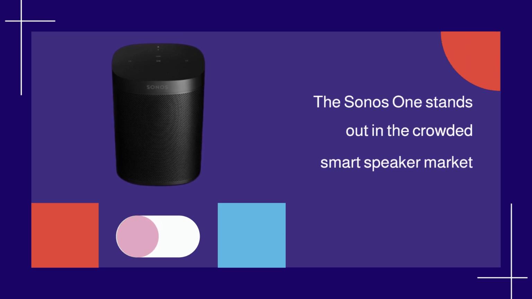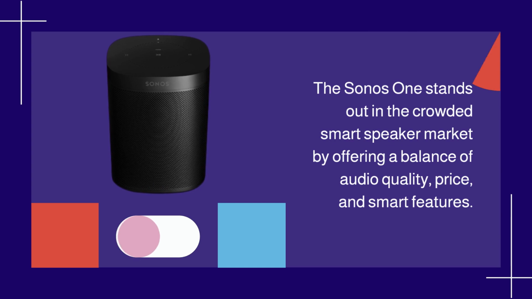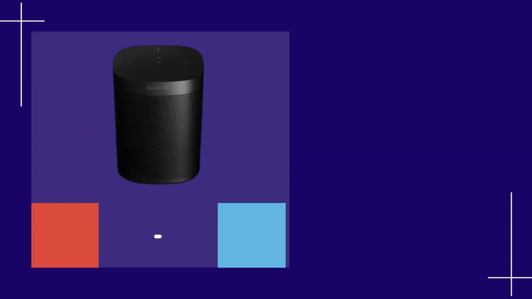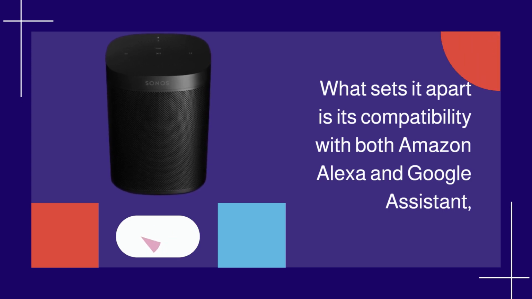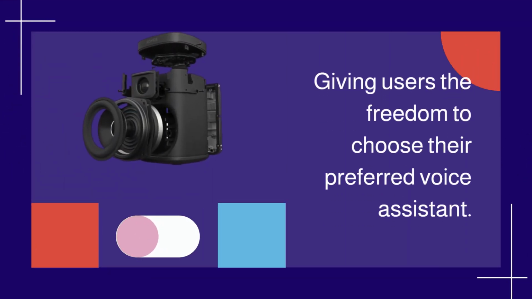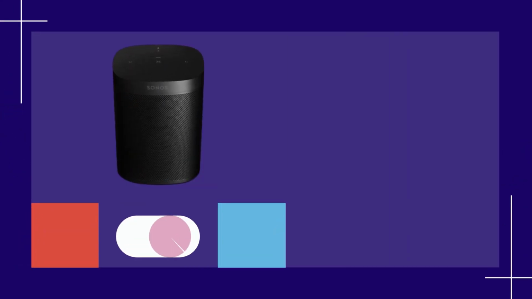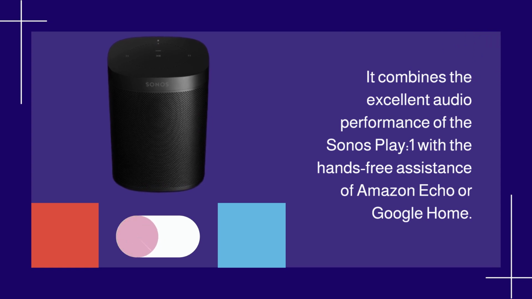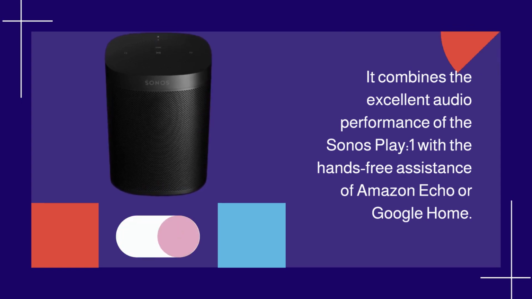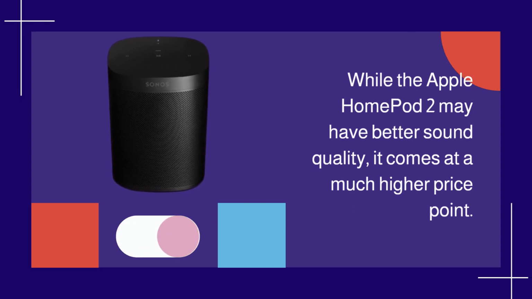The Sonos One stands out in the crowded smart speaker market by offering a balance of audio quality, price, and smart features. What sets it apart is its compatibility with both Amazon Alexa and Google Assistant, giving users the freedom to choose their preferred voice assistant. With the Sonos One, you get the best of both worlds. It combines the excellent audio performance of the Sonos Play One with the hands-free assistance of Amazon Echo or Google Home. While the Apple HomePod second generation may have better sound quality, it comes at a much higher price point.